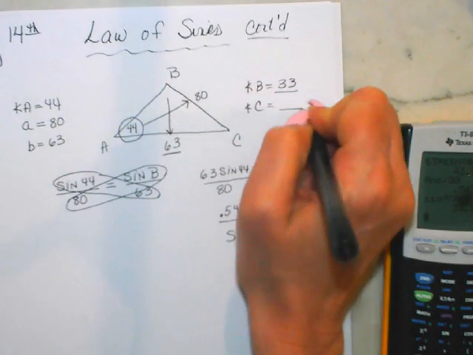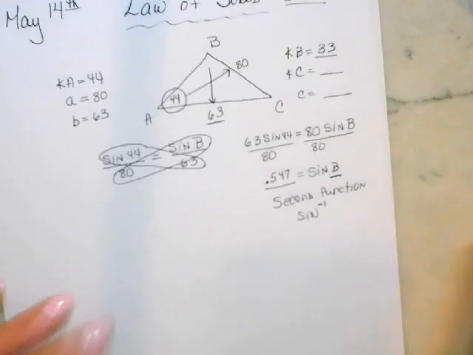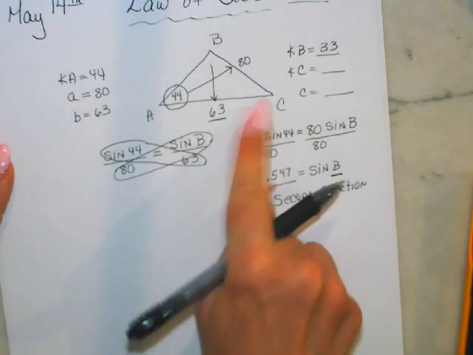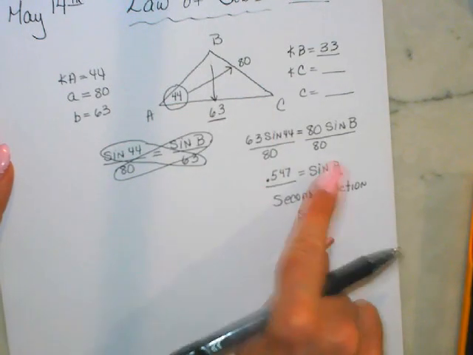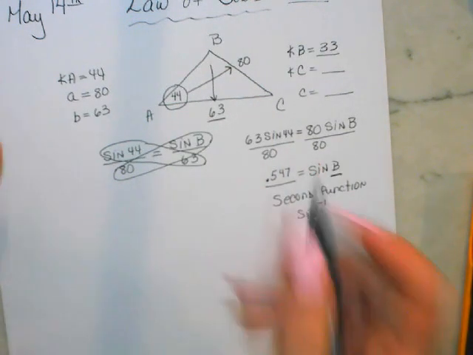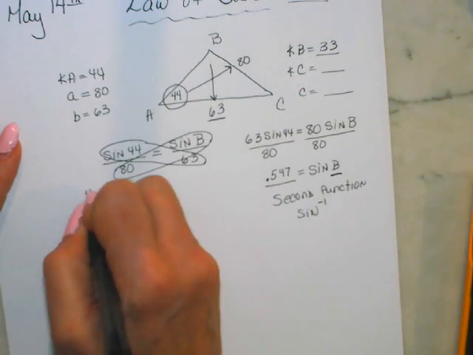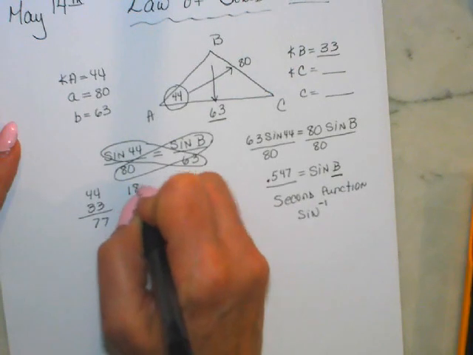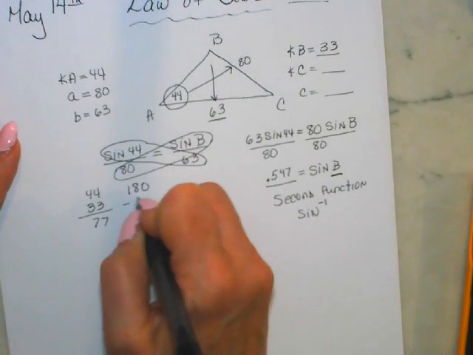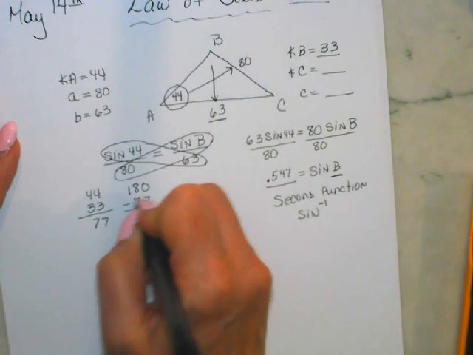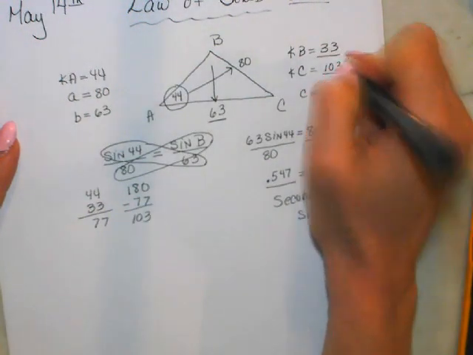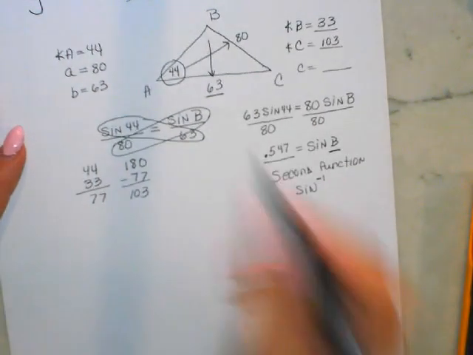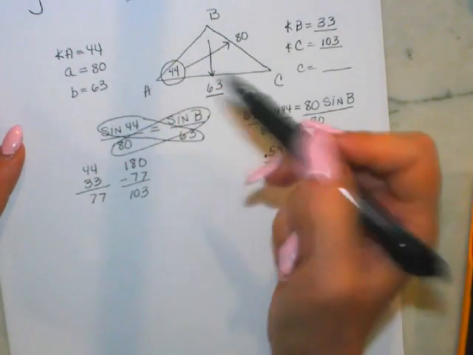What else am I missing? I'm missing angle C, and I'm missing little c. Right off the bat, once I found angle B and I know angle A, I could find angle C. So you're going to have to do the Law of Sines first with some of these problems in order to find the other angle. So let's just find the other angle. I have 44 plus 33. That's 77. 180 minus 77 is 103. So I know that angle C is 103. If you want, you could put it into the triangle to make it easy for yourself. Now I'm still missing little c.